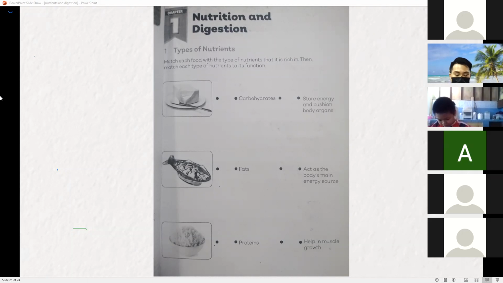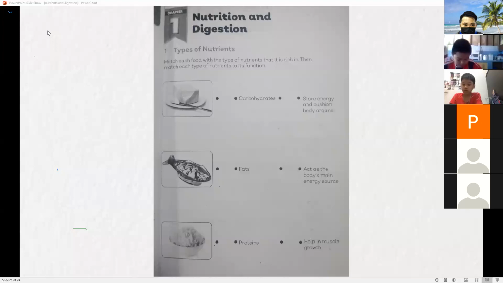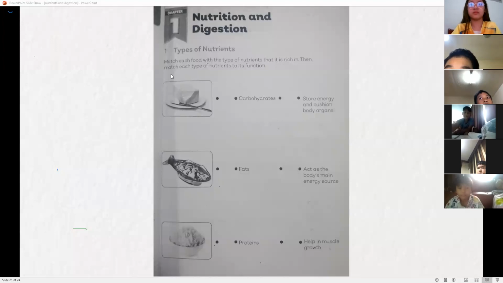Okay, so open your workbook on page 1. Page 1 of the book. So the first one, types of nutrients. Match each food with the type of nutrients that it is rich in. Then match each type of nutrient to its function.